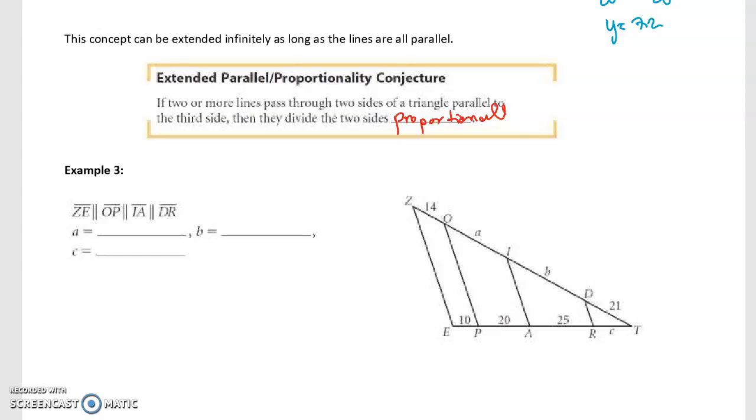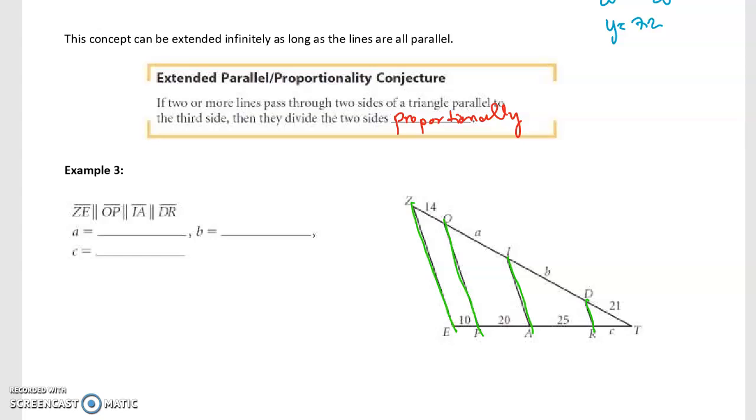When doing this, you just have to pick the right set of proportions. It doesn't really matter which sides you decide to work with, as long as you pick the right segments. So for example, let's note that this segment is parallel to this segment, is parallel to this segment, is parallel to this. And we need to find A, B, and C.